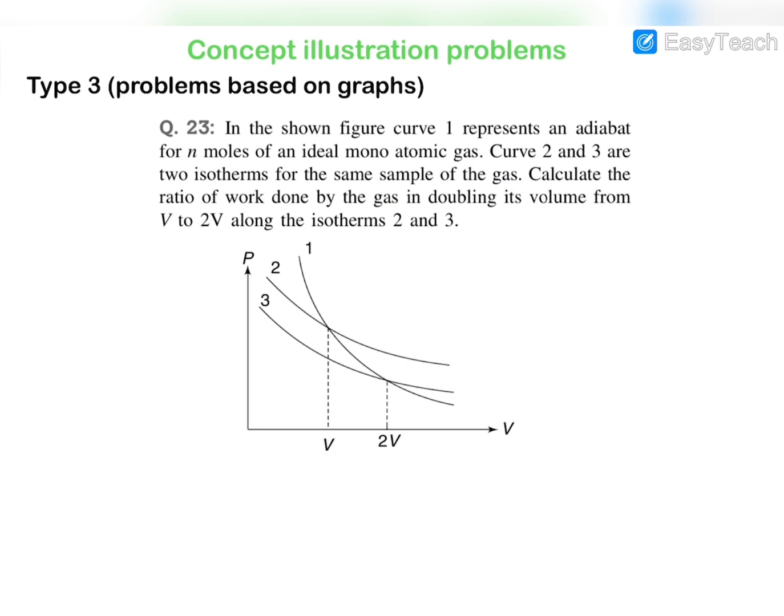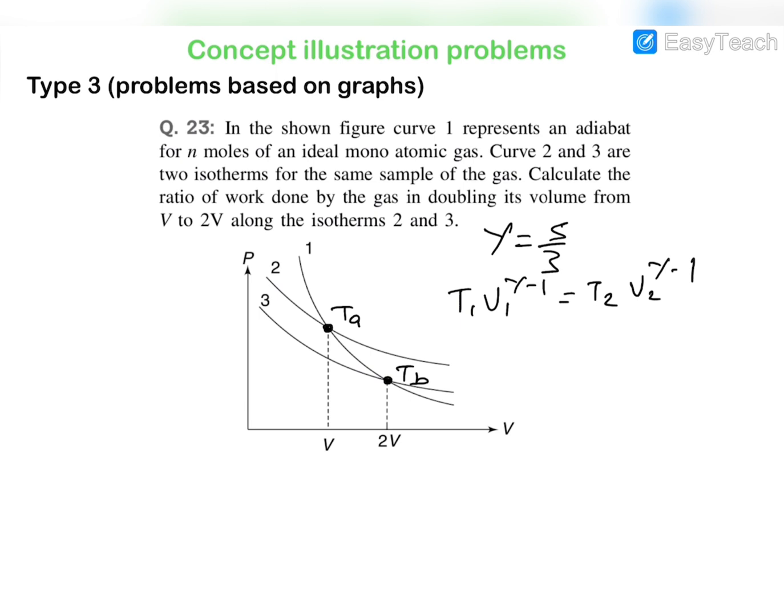So what we are doing is going first of all from this point to this point in process 2, and we have to find the work done, and find that ratio with the work done in process 3 in doubling the volume. So first of all, let us name the temperature at this point TA and the temperature at this point TB. Now we know that for a monoatomic gas, gamma is 5 by 3, and T1 V1 to the power gamma minus 1 will be equal to T2 V2 to the power gamma minus 1. This is the characteristic equation of an adiabatic process in terms of temperature and volume.